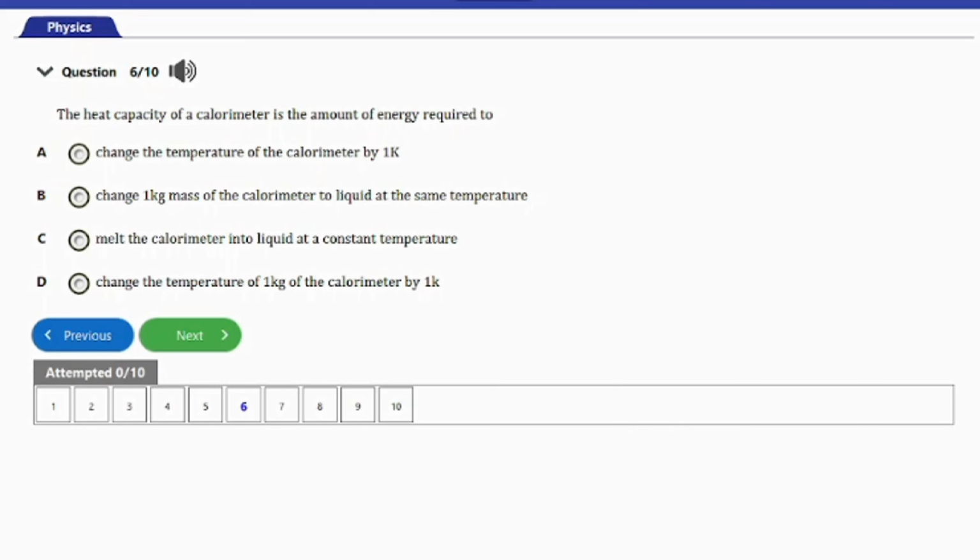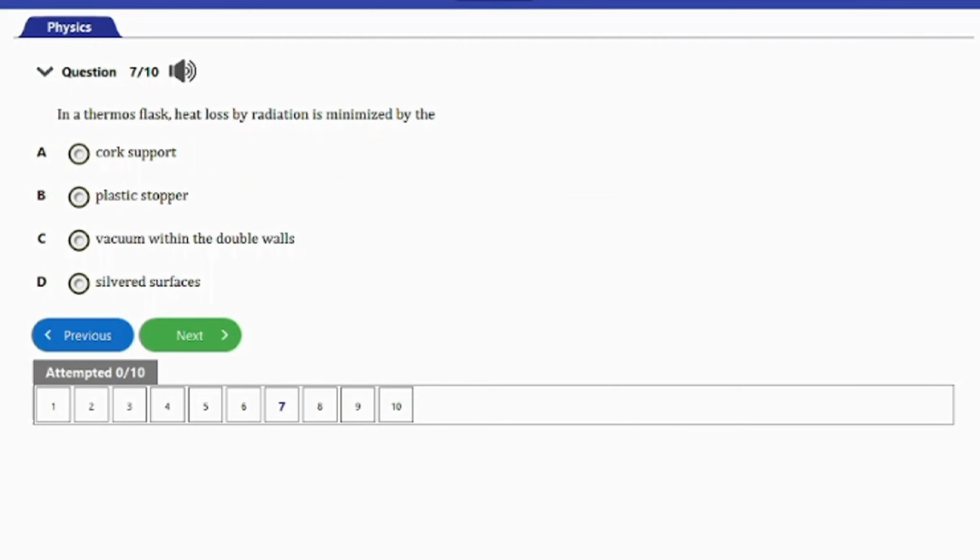Alright guys, so the answer to this question here is option A. The heat capacity of a calorimeter is the amount of energy required to change the temperature of the calorimeter by 1 Kelvin. And that's it for this question. So let's go ahead and consider the next question, guys. So that's question number 7 here.